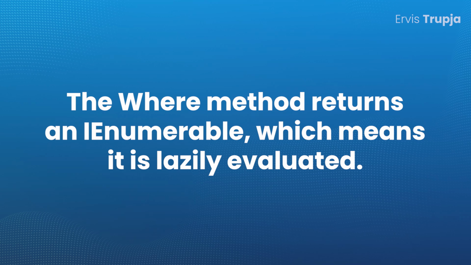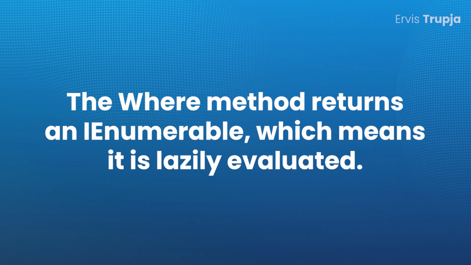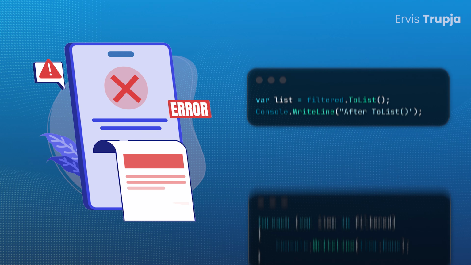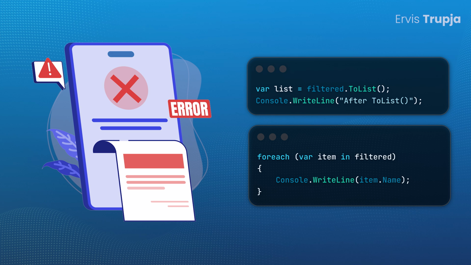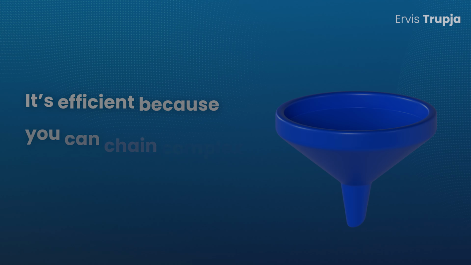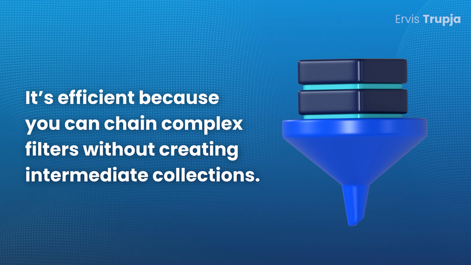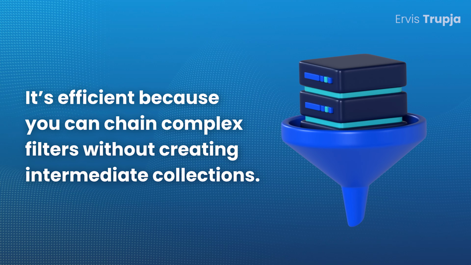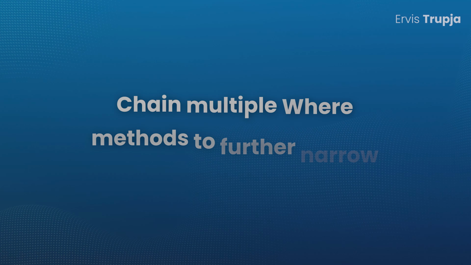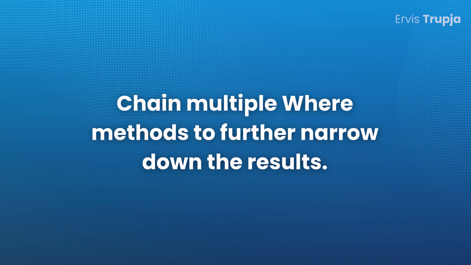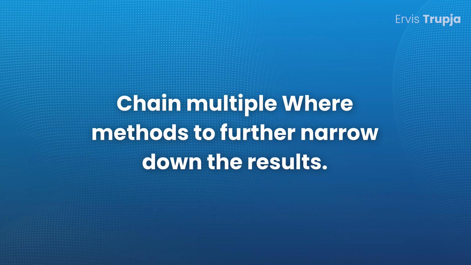Where returns IEnumerable, which means it's lazy evaluated. No work happens until you actually enumerate the results with ToList or a foreach loop. This makes it efficient because you can build complex filter chains without intermediate collections. You can chain multiple where calls, where each condition further narrows down the results.